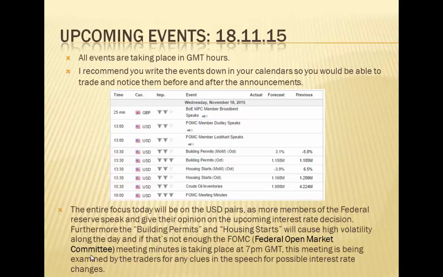Upcoming events. All events are taking place in GMT hours. I recommend you write the events down in your calendar so you will be able to trade and notice them before and after the announcement.